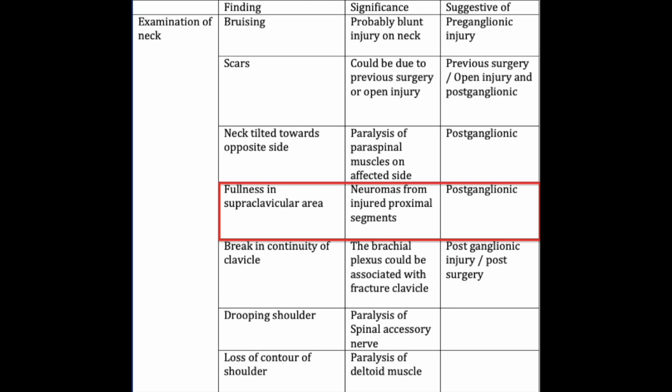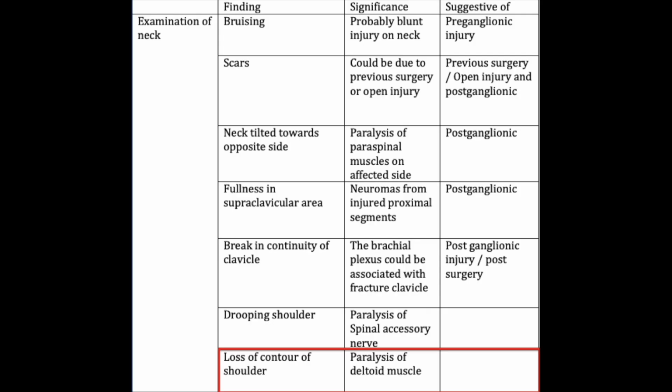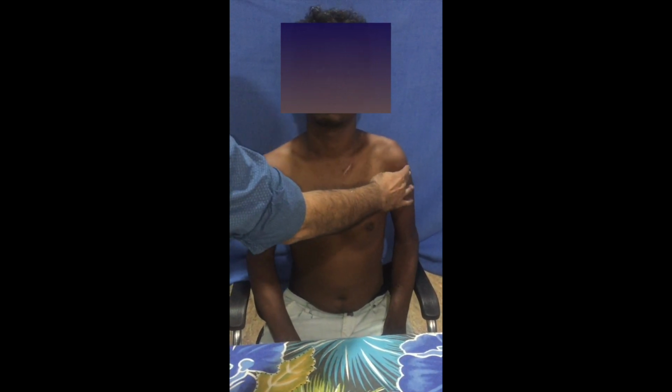Then we need to examine the suprascapular area for any fullness. This will indicate a postganglionic lesion. The next point to be noted is the loss of contour of the shoulder, which is due to the paralysis of the deltoid muscle and wasting of the muscle. This is the normal contour, and on this side you can see the abnormal contour.